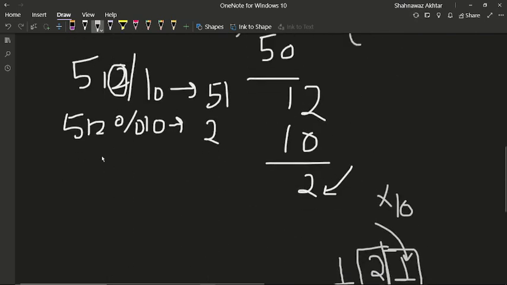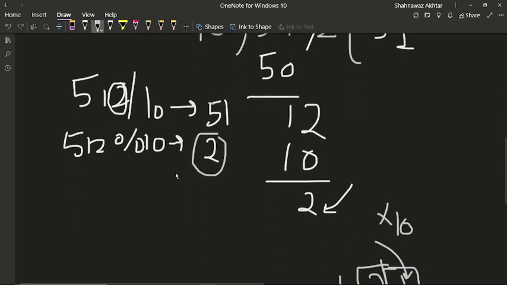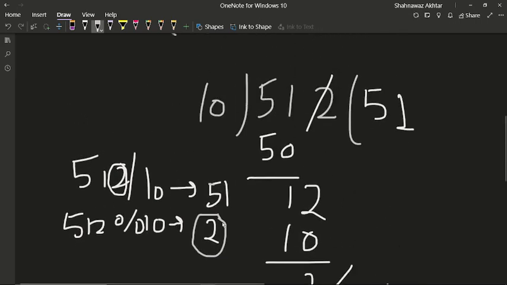The simple thing, always remember that whenever you divide a number by 10, the remainder is the last digit, and the quotient is the remaining digits of the number after removing the last digit. Can this be remembered? Yes. So remember this trick. Now how many digits have you eliminated? One digit.